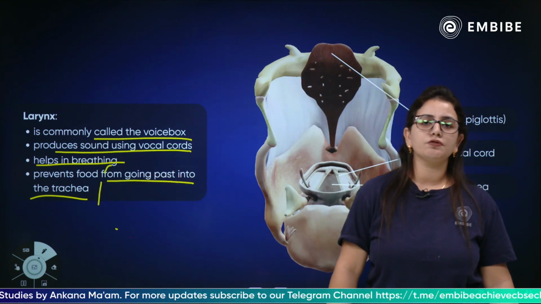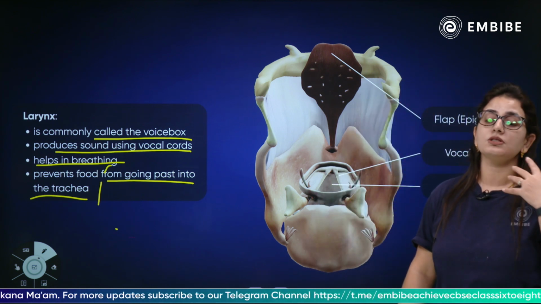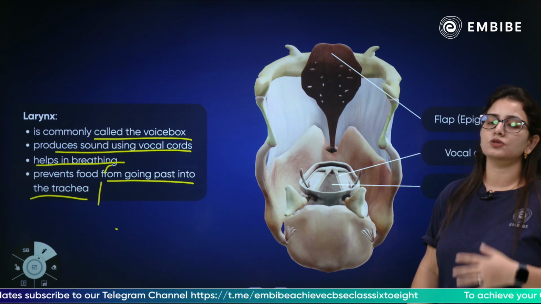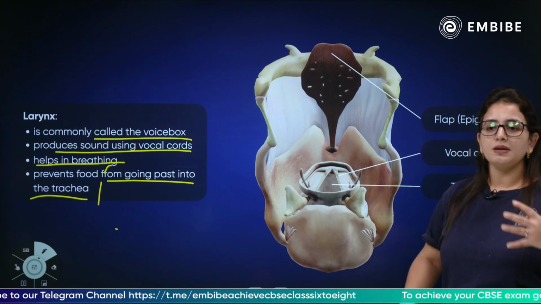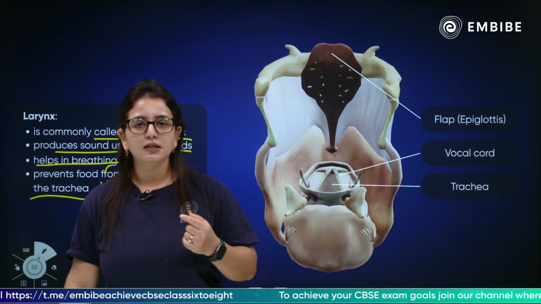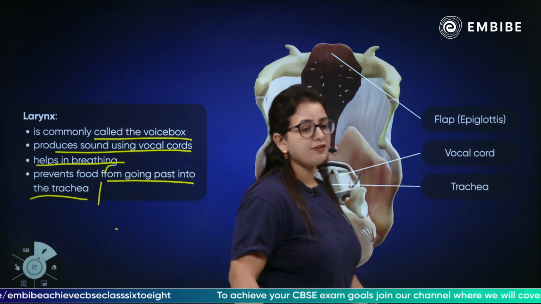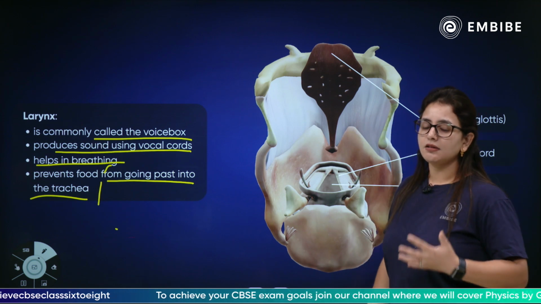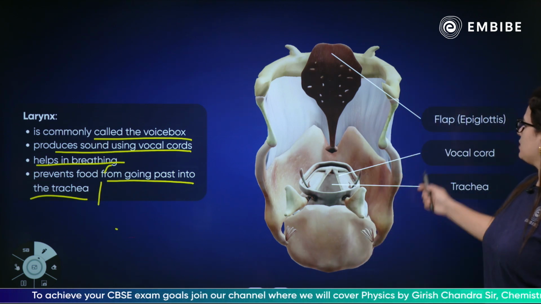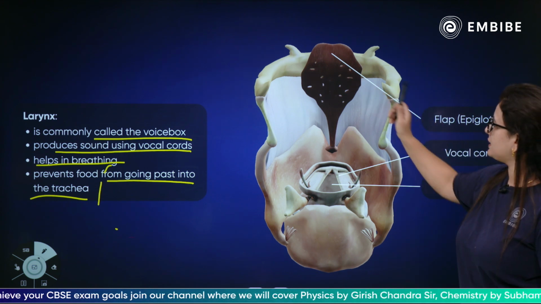It does not allow food to enter the trachea because that's the windpipe, and we cannot allow food to enter the windpipe. Sometimes you eat while you keep on talking, and the food particles slightly get into the windpipe, and you start coughing. That is because the windpipe is expelling the food, as it cannot take it. So, this is a flap, which is the epiglottis.